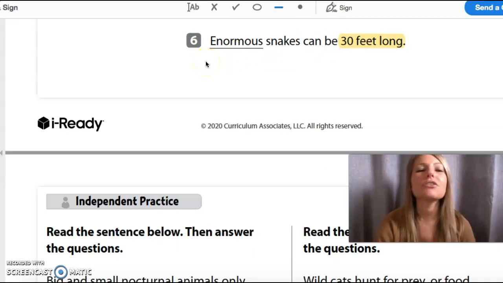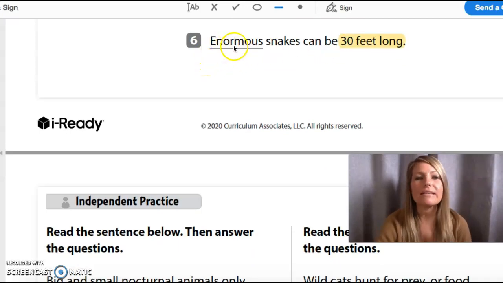Number 6 is a little trickier. Enormous snakes can be 30 feet long.